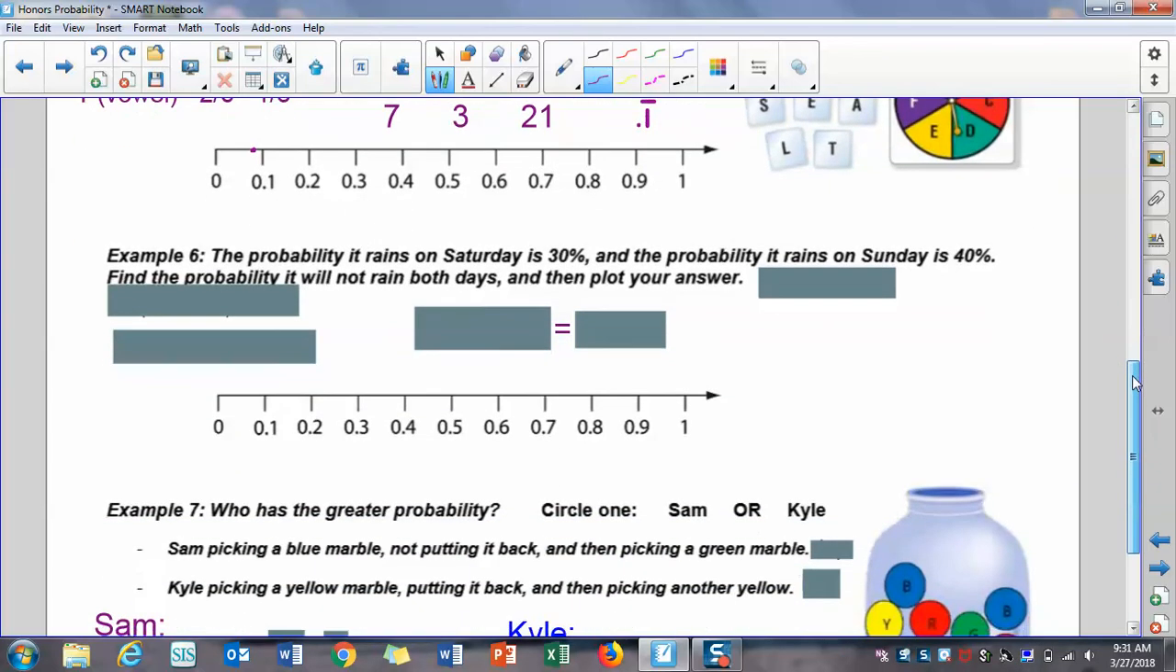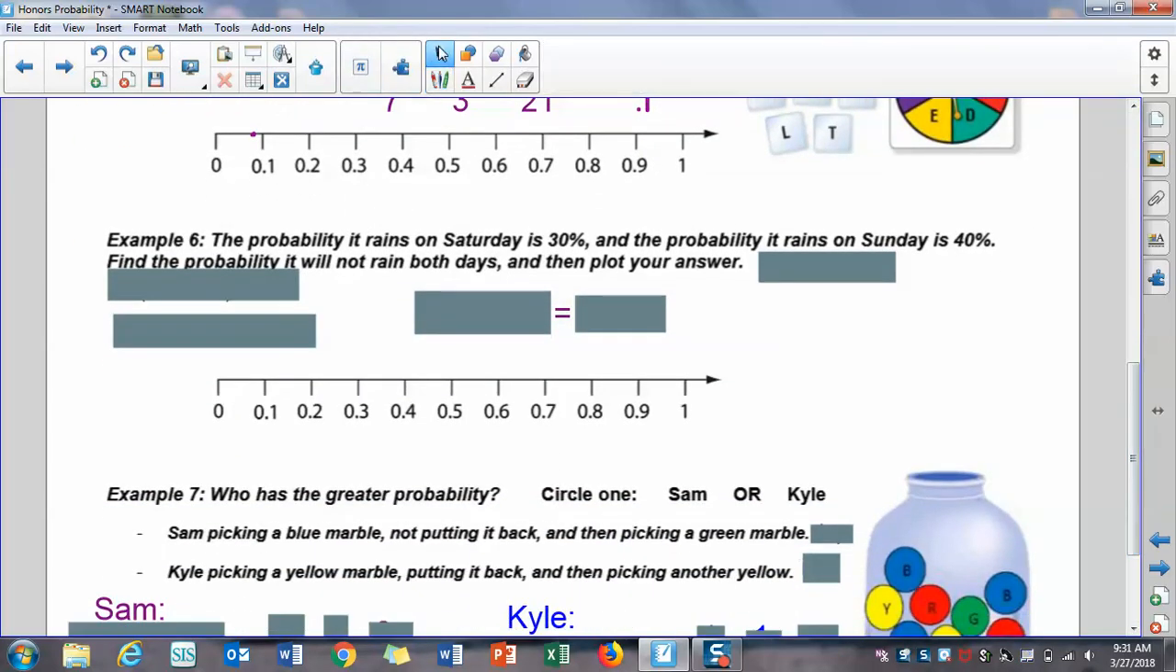Looking at our example 6. The probability it rains on Saturday is 30%. The probability it rains on Sunday is 40%. Find the probability it will not rain on both days and plot your answer. So the first thing we want to ask ourselves every time is, is this event independent or dependent? Whether it rains one day or the other, in this specific example, is going to be independent.